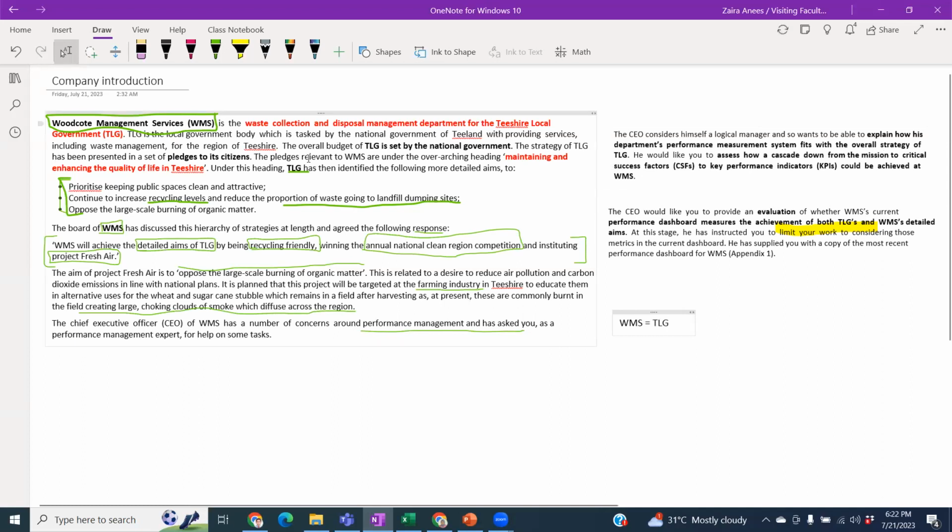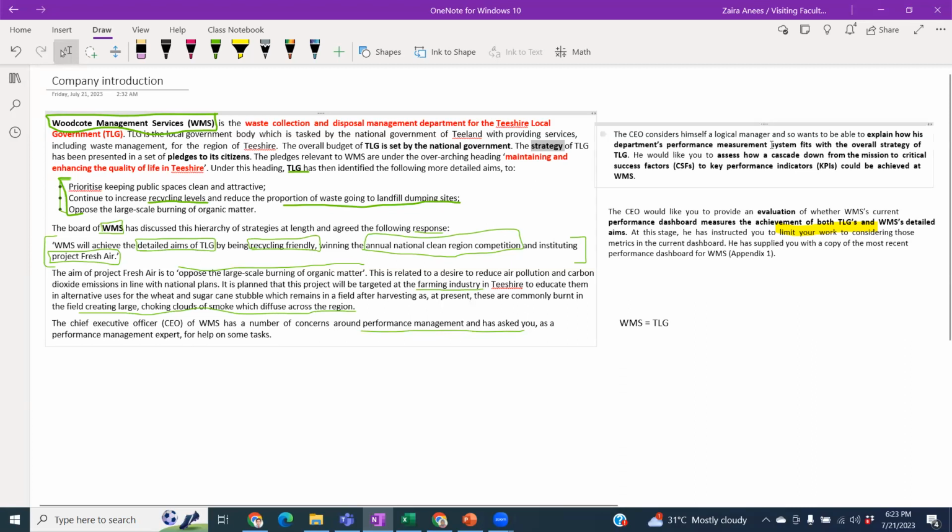So let's move here. What is the strategy of TLG? The strategy of TLG has been presented in the set of pledges to its citizens. The pledges relevant to WMS, only WMS, are under the overarching heading, maintaining and enhancing the quality of life in T-Shire. And under this major mission statement, TLG has then identified more details aimed to prioritize keeping public spaces clean and attractive, continue to increase recycling level and reduce the proportion of wastage going to landfill dumping sites, and oppose the large scale burning of organic matters, right?